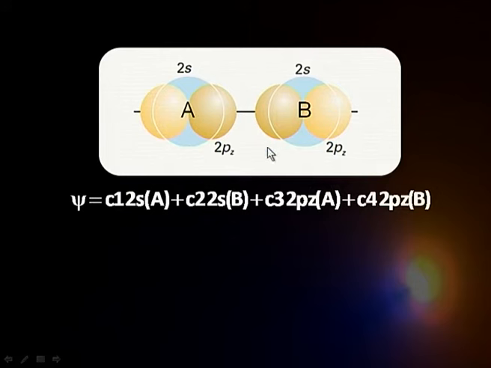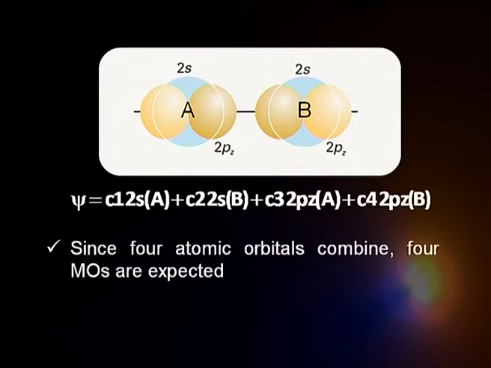In such a case, our trial wave function will be C1 times 2s of A, plus C2 times 2s of B, plus C3 times 2pz of A, plus C4 times 2pz of B, where C1, C2, C3, C4 are the coefficients to be found out using elaborate methods. We will not get into that, but what you are seeing here is that since we are using 4 atomic orbitals, I will be getting 4 different molecular orbitals. But probably we can make things slightly easier for ourselves by taking up 2 kinds of cases.